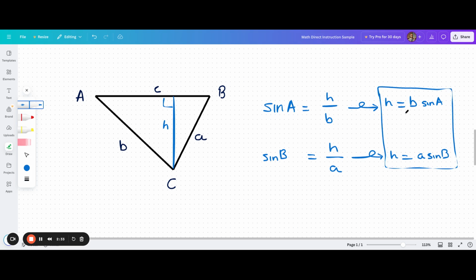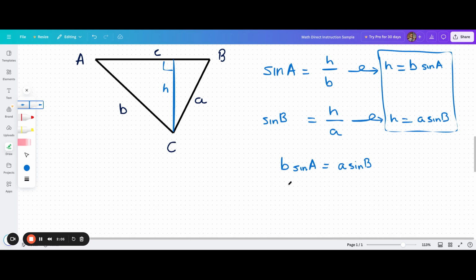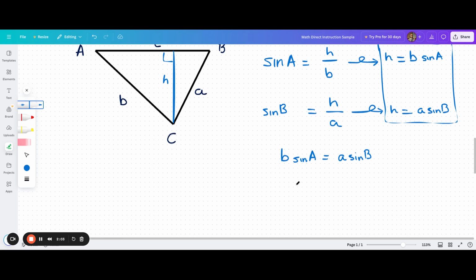The transitive property tells us that we could therefore equate these two sides of the equations, right? So b sine of A equals a sine of B. Okay, now that's pretty close to our sine law. In fact, you could use this and solve for the unknowns if you're given certain side lengths or angles, you can get the unknown. However, you typically see this rearranged in textbooks.